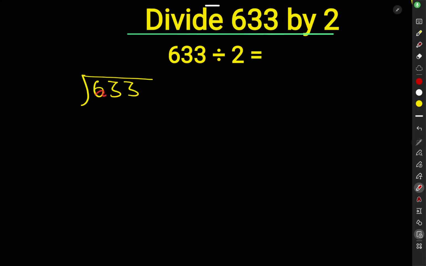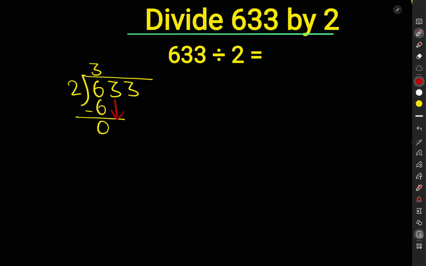We divide 633 by 2 in long division method. So 2 times 3 is 6. On subtracting we get 0.